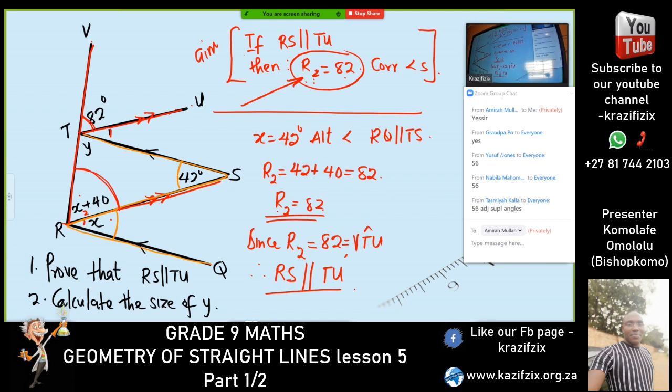Adjacent supplementary angles. Alright, you're using the whole of T. Tasmania is using the whole of T. Awesome. Adjacent supplementary angles. Nabila, let's keep it as adjacent supplementary angles. Alright, Yusuf is using co-interior. Yusuf, if you are using co-interior, you need to tell me the lines that you are using. Which lines are parallel?